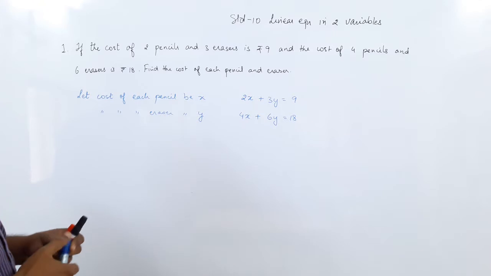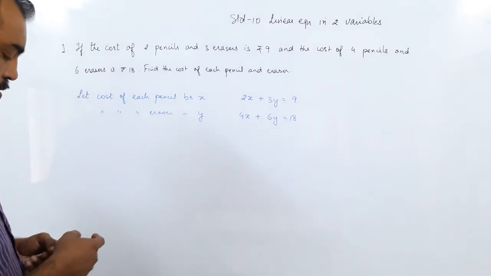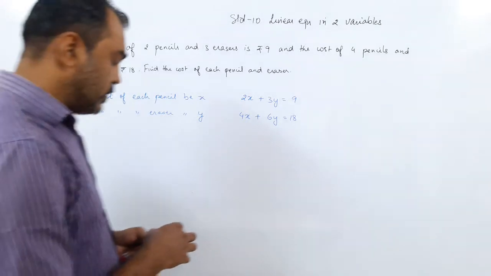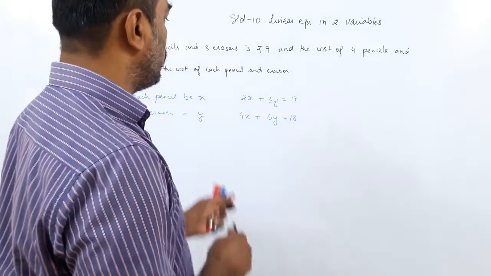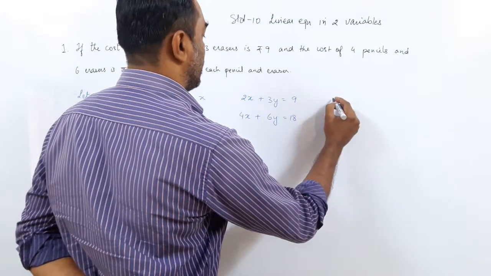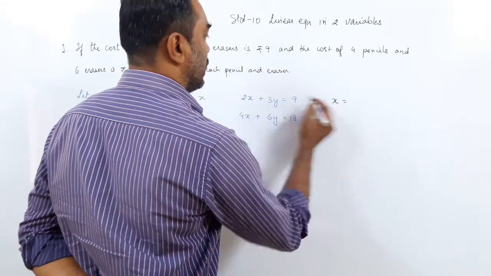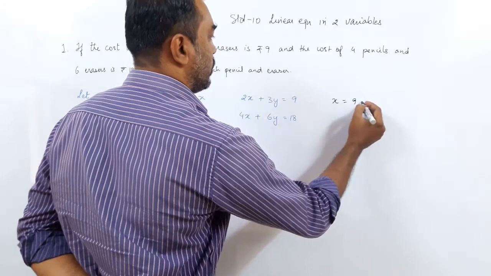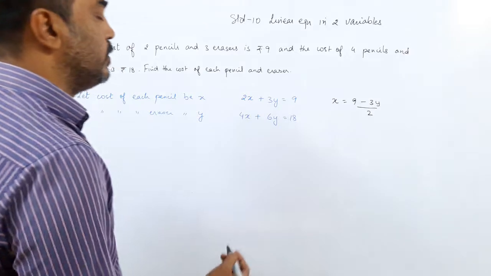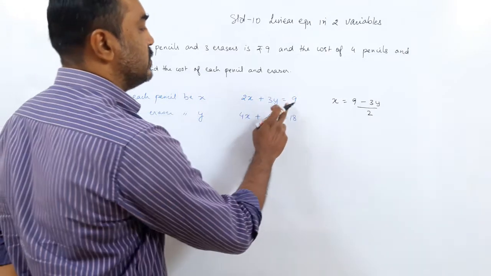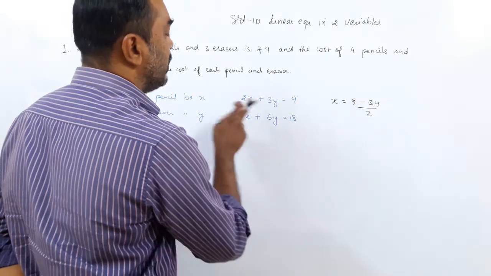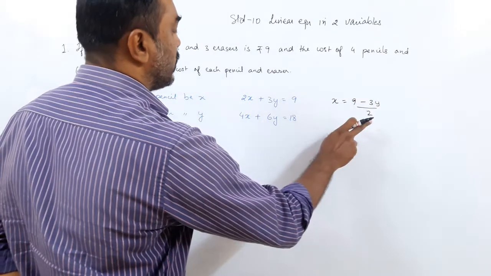Now which method should we use? We'll try the method of substitution first. So what is the method of substitution? We'll substitute the value of x. So we'll write here x is equal to (9 minus 3y) upon 2. So how did we get this? This 9 is on this side, plus 3y goes on the other side, becomes minus 3y, and 2 is in multiplication and is brought into division.